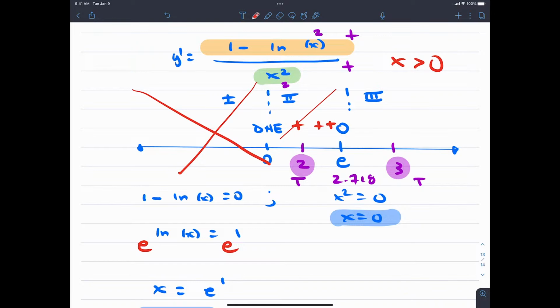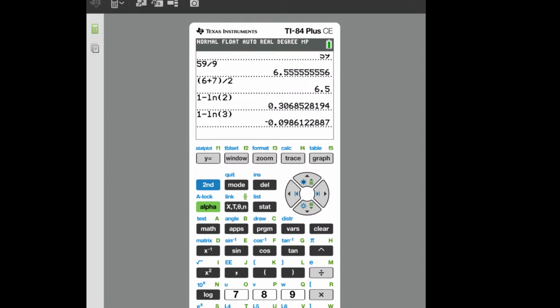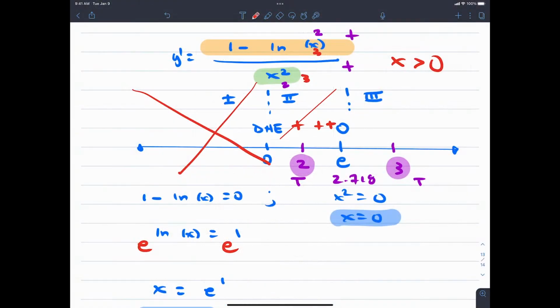Plug in the test point of now 3. Now I know 3 squared is positive down there, but what is 1 minus the natural log of 3? You go, okay, 1 minus natural log of 3, you see a what? Negative. So in other words, I got a negative over a positive. We know that's what? Negative.